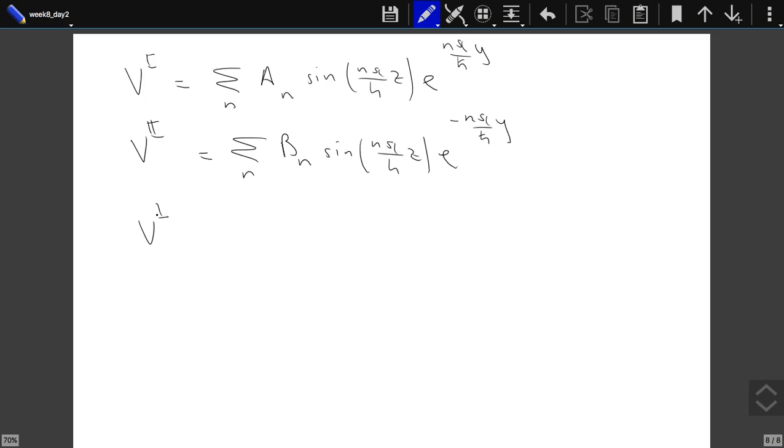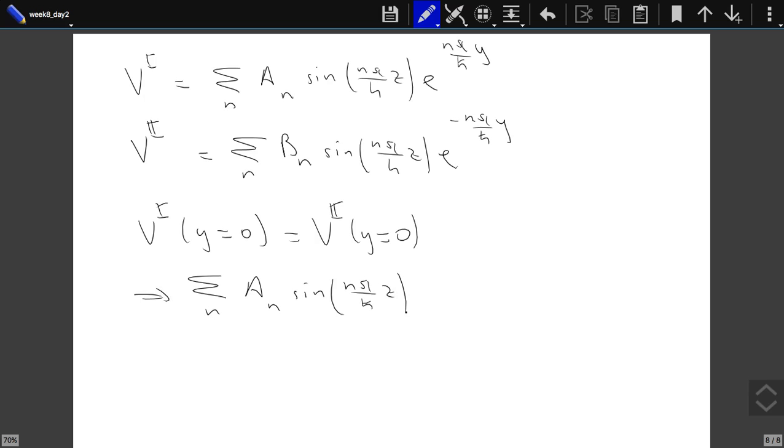Now let's see, V1 at y equal to 0 should be equal to V2 at y equal to 0. Well, this tells me that the sum over n of a_n sine(n pi z over h) should be equal to the sum over n of b_n sine(n pi z over h), which basically tells me that a_n should be equal to b_n. As you said, the potential turned out to be symmetrical.